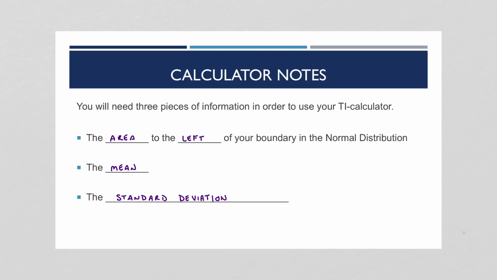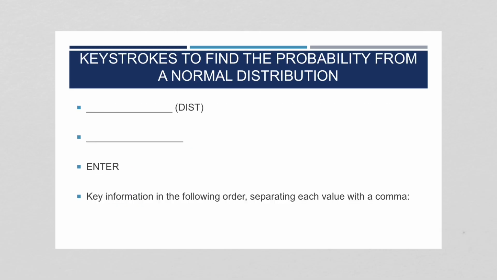Okay, so let's move on to the keystrokes. In order to access this calculator function, which we are going to call inverse norm, or INV-NORM, spelling it doesn't really make it sound any better, here's what we're going to need to do. We're going to first press second and the vars key. As before, you're going to have two different keys that you're pressing here.